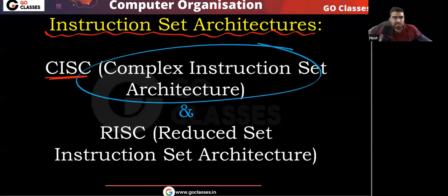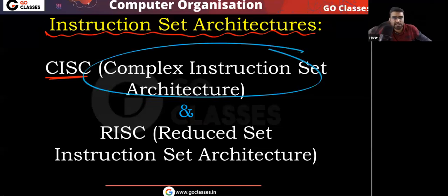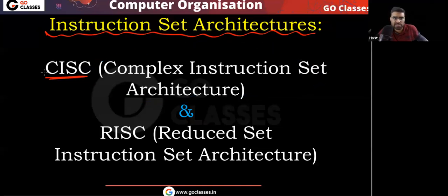So what is CISC? CISC means complex instruction set architecture. Basically, here C means complex, and here this R means reduced. So what is RISC? The full form of RISC is reduced instruction set architecture.